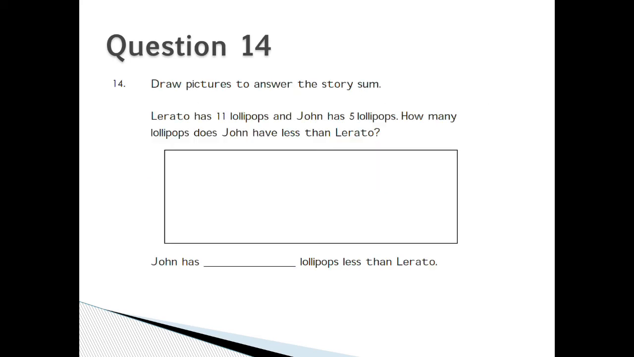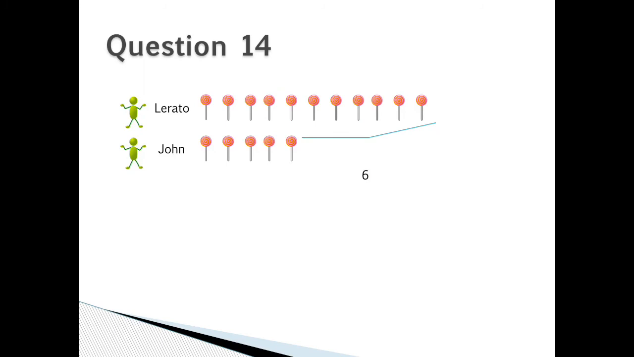Draw pictures to answer the story sum. Lerato has 11 lollipops and John has 5 lollipops. How many lollipops does John have less than Lerato? John has so many lollipops less than Lerato. So if Lerato has 11 lollipops and John has 5 lollipops, it means that John has 6 less than Lerato.